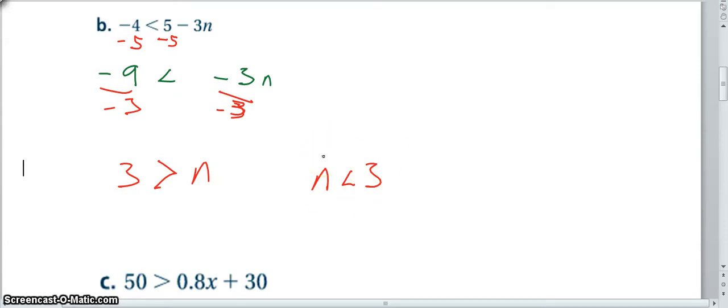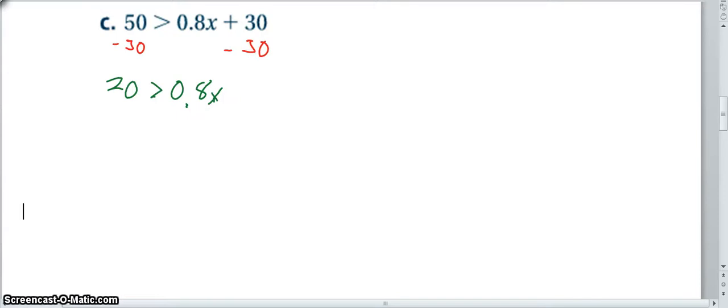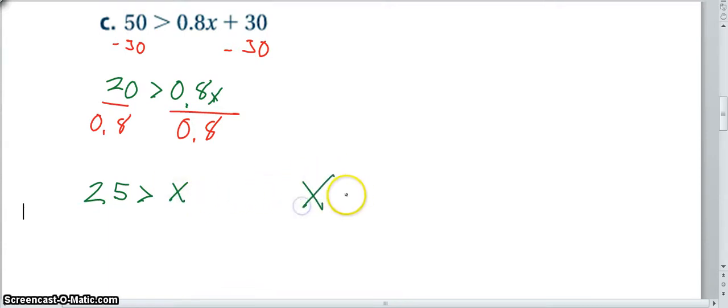Go ahead and try C on your own. Alright, so we start by combining our constants on one side. Since that's positive 30, we subtract 30 from both sides, and we get 20 is greater than 8/10 x. Now because that's multiplied, we want to divide. We could also set that up as a fraction and then multiply by the reciprocal, but it all depends on which you like better. When I take 20 and divide by 8/10, because it's a number less than 1, my value gets bigger. So we get 25 is greater than x, or we can rewrite it as x is less than 25.